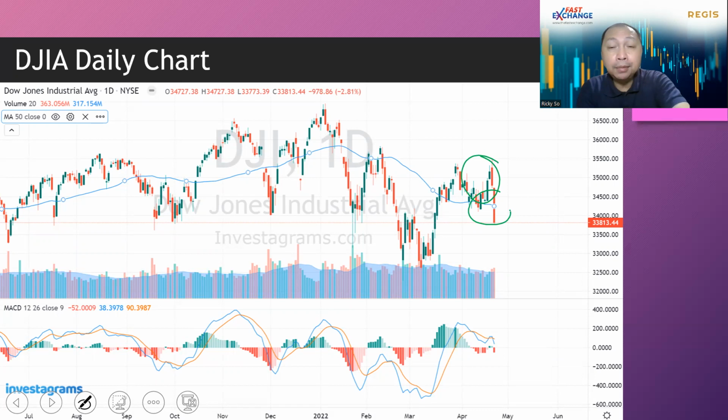And while the MACD is above the center line, it is bound to test the center line very soon. And you would notice the high towards the beginning of 2022 is also an engulfing candlestick. Okay.